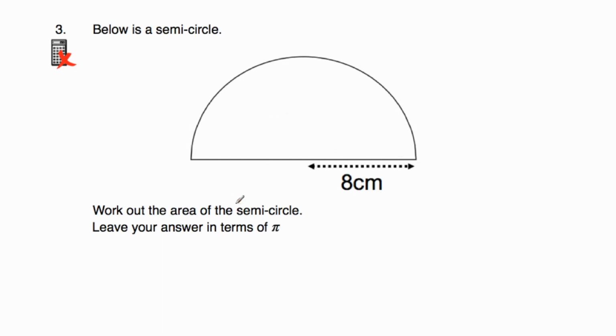We've been asked to work out the area of the semicircle and to leave our answer in terms of pi. Now this is a non-calculator question, so I'm putting my calculator down, and I'm going to look at my semicircle and pretend it's a whole circle. So turn it into a whole circle. Again, not the best one, but it'll do.